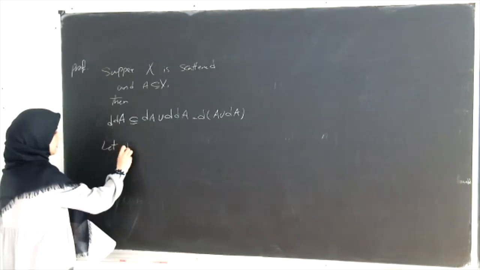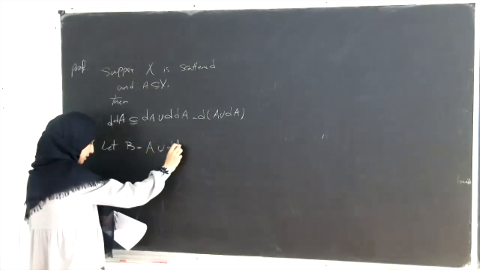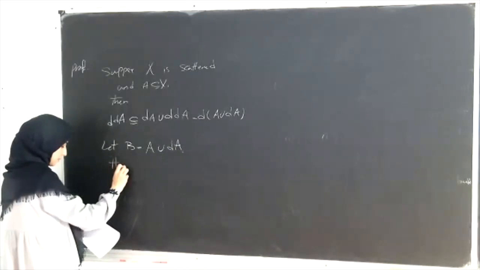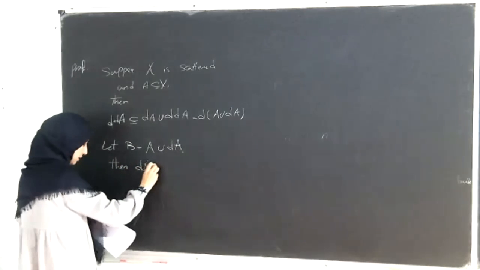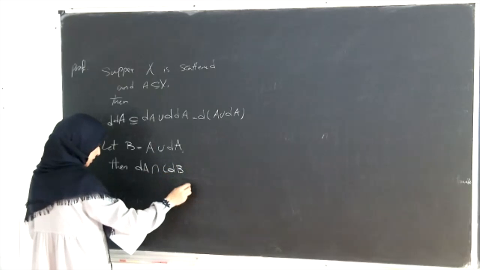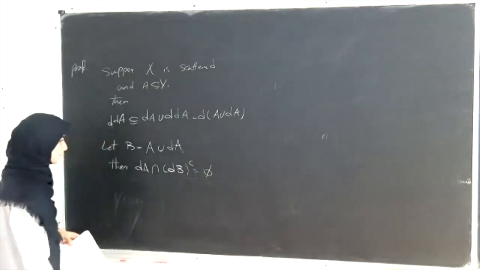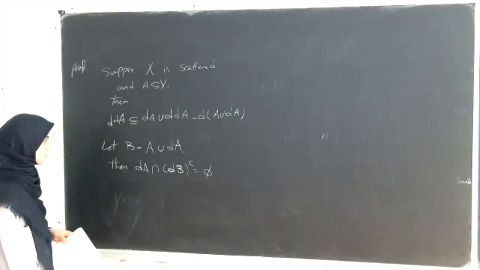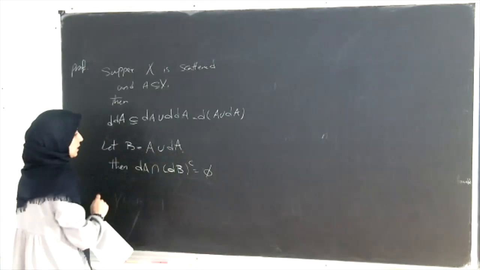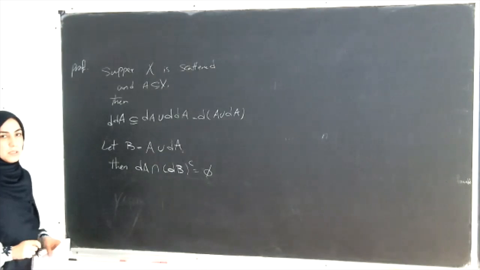Let B be the set A union D of A. Then D of A intersection with the complement of D of B is empty, because D of B is D of A union D of A, and when we consider its complement, the intersection is empty.